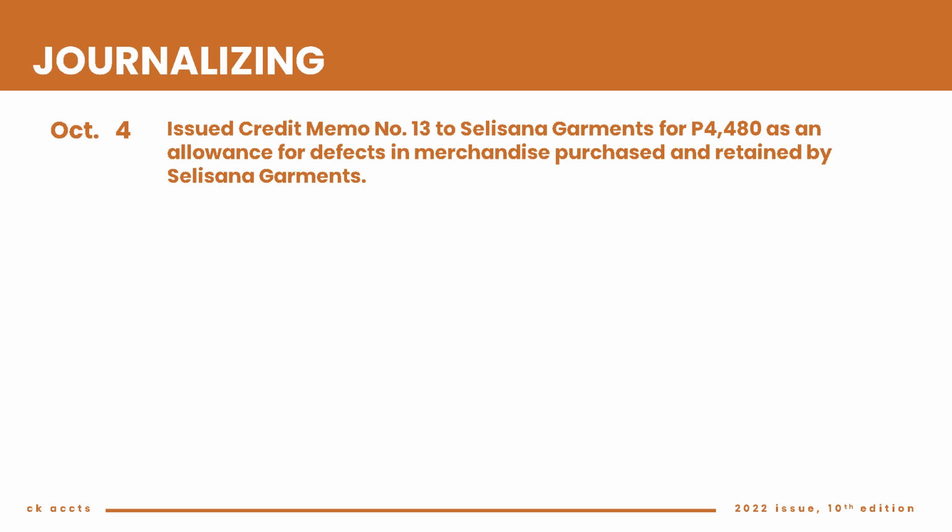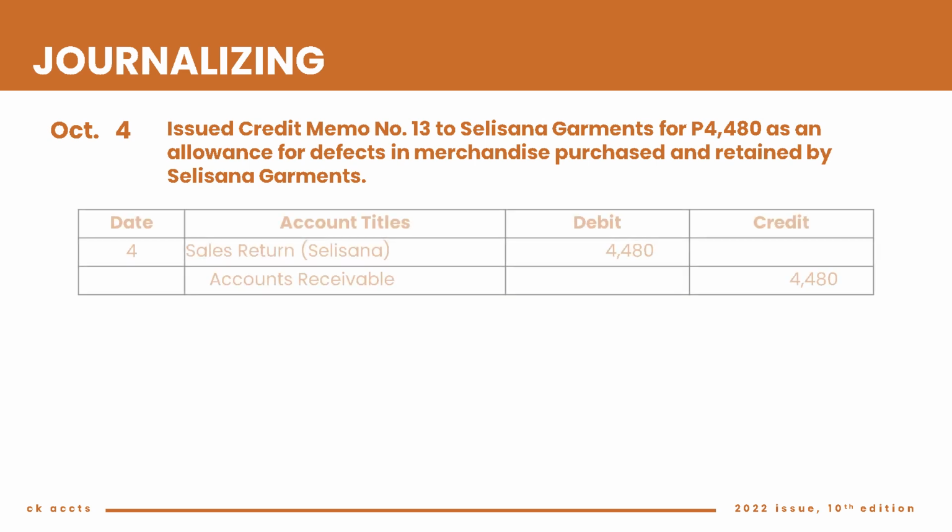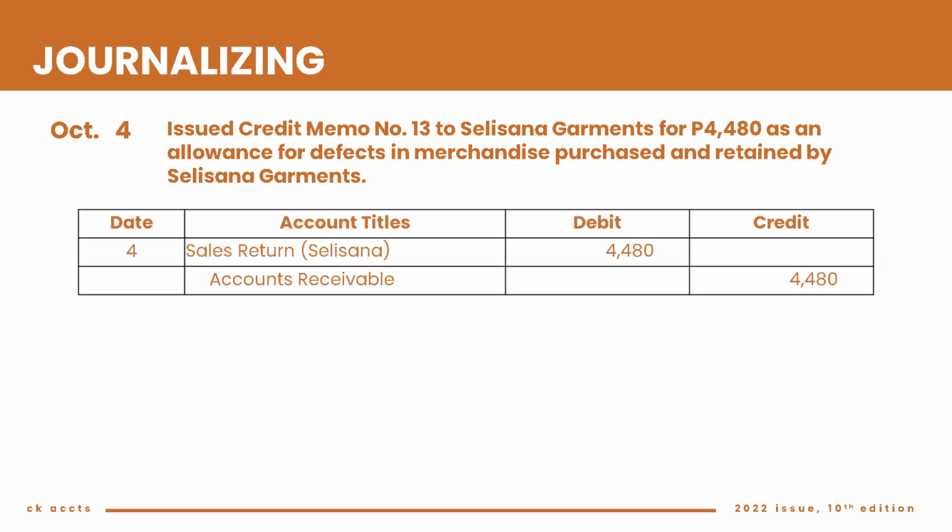So, di ba yung nasa definition natin kanina, kapag may binalik na merchandise si Kashato, sinabi naman na allowance. Pag sinabi natin issued credit memo, kapag tayo yung nag-issue ng credit memo, ibig sabihin, meron tayong binabalik na merchandise sa isang entity na pinagbilhan natin. Okay? Then, as an allowance for defects.